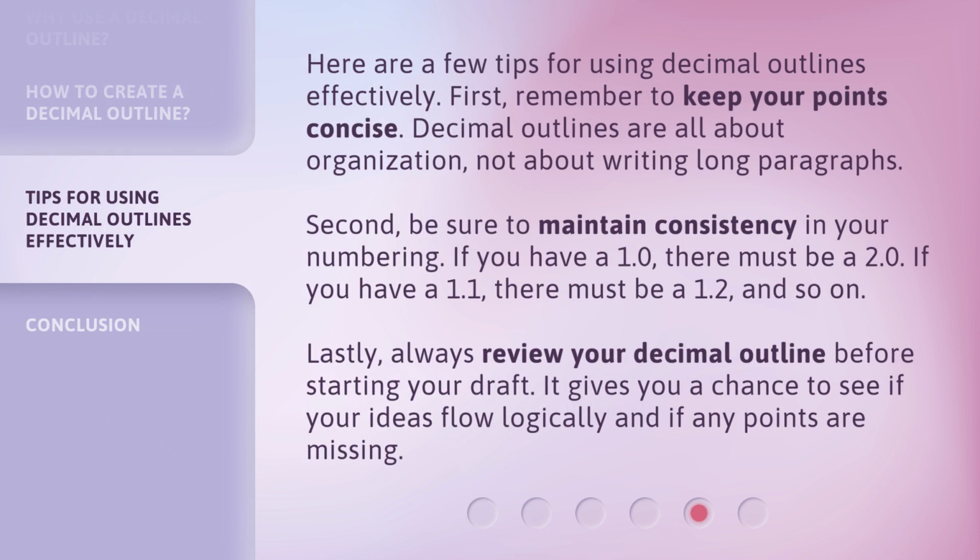Here are a few tips for using decimal outlines effectively. First, remember to keep your points concise. Decimal outlines are all about organization, not about writing long paragraphs. Second, be sure to maintain consistency in your numbering. If you have a 1.0, there must be a 2.0. If you have a 1.1, there must be a 1.2, and so on. Lastly, always review your decimal outline before starting your draft. It gives you a chance to see if your ideas flow logically and if any points are missing.